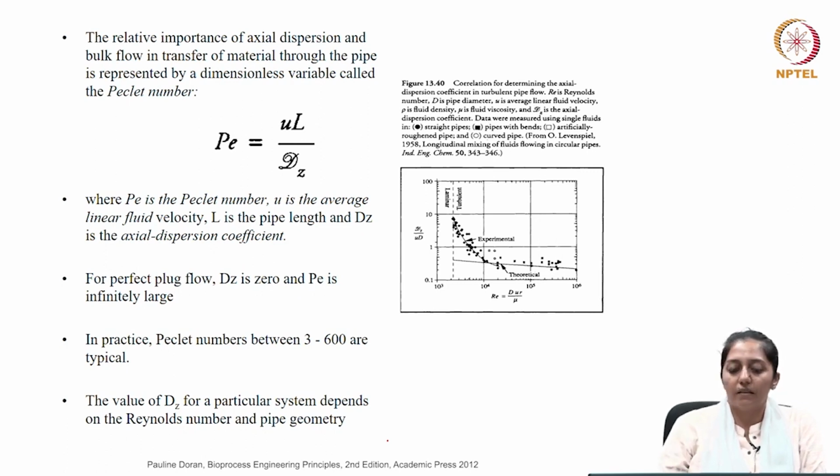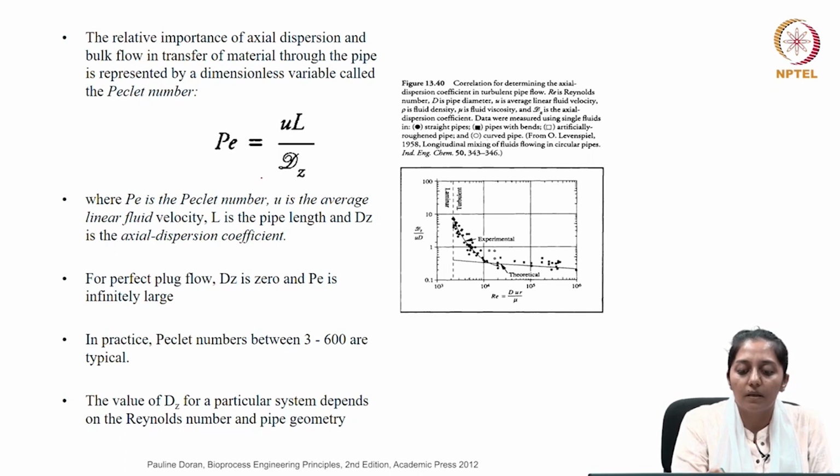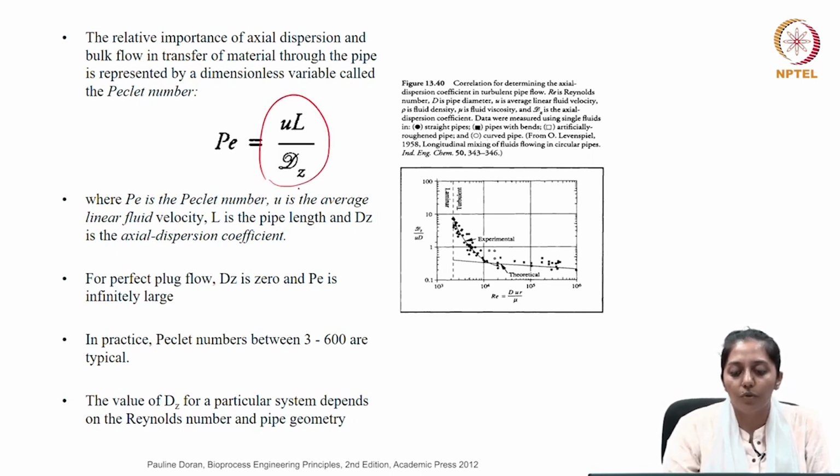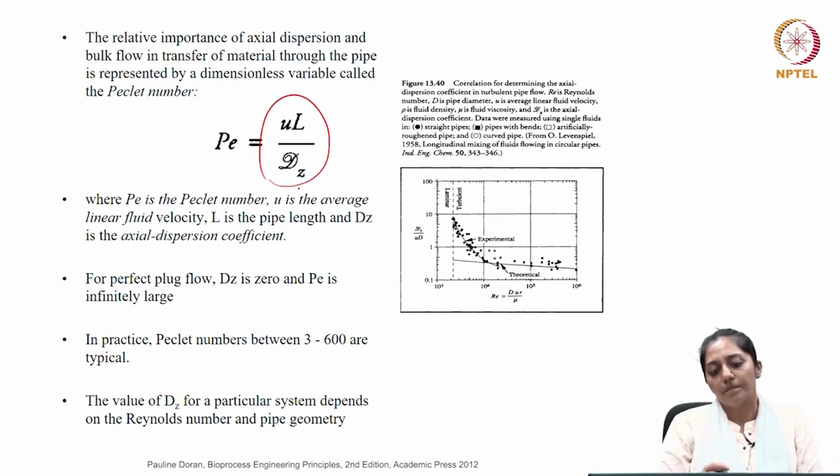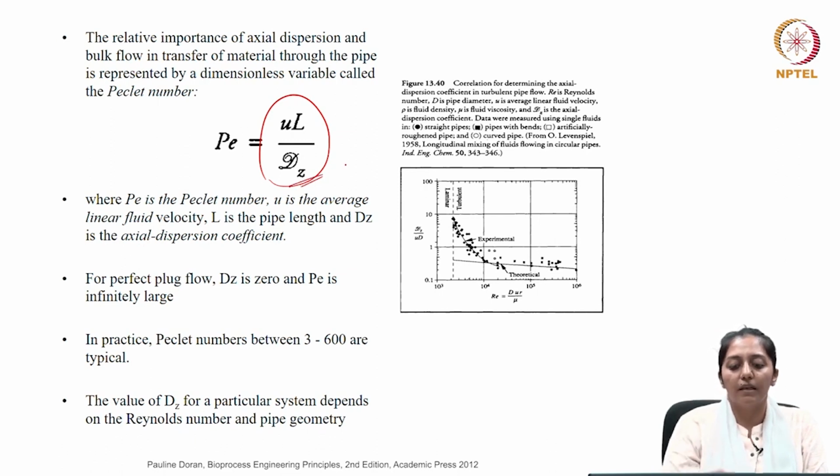Now, if you see here, the Peclet number is given as U times L divided by the dispersion coefficient. Now, U stands for the average fluid velocity, L stands for the length of the pipe of the holding section, and the denominator here is your axial dispersion coefficient. Now, for perfect plug flow, the dispersion is 0. So, therefore, the Peclet number would be infinitely high.